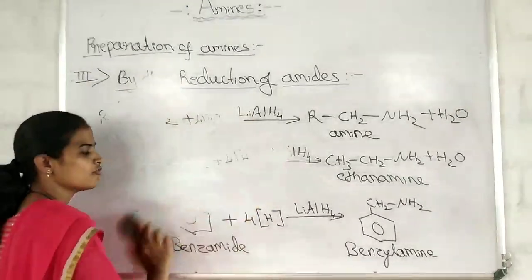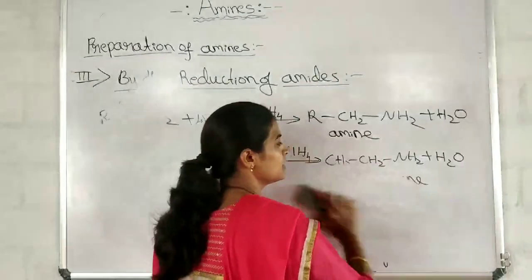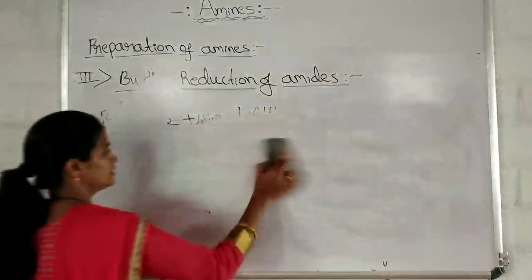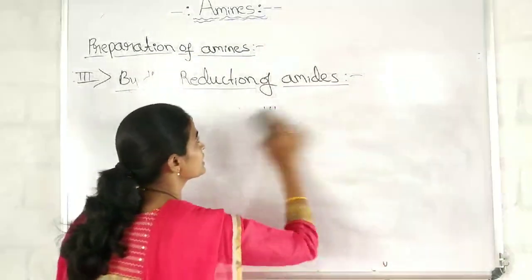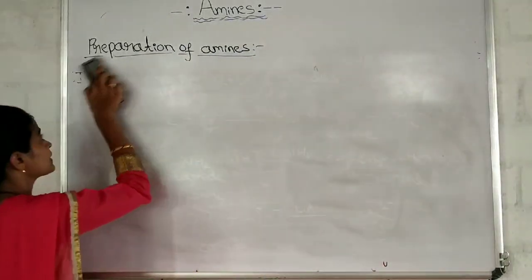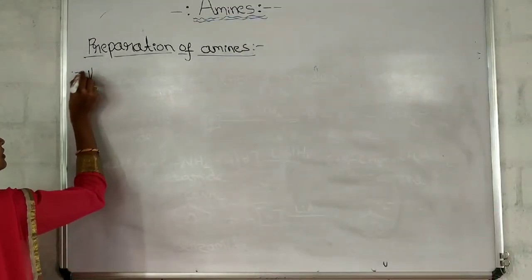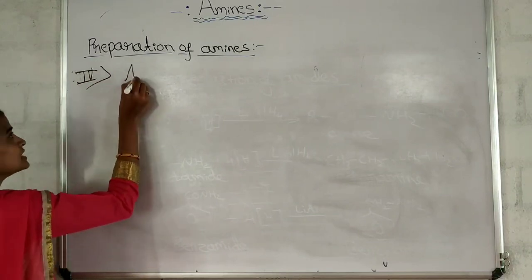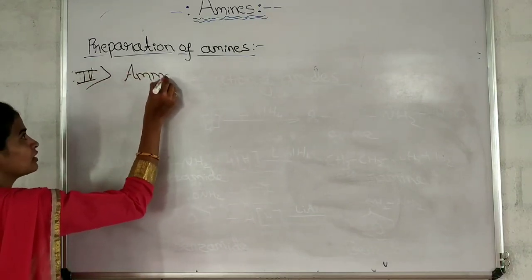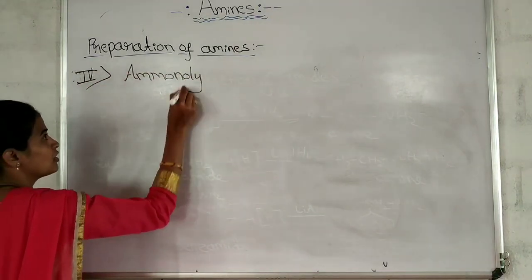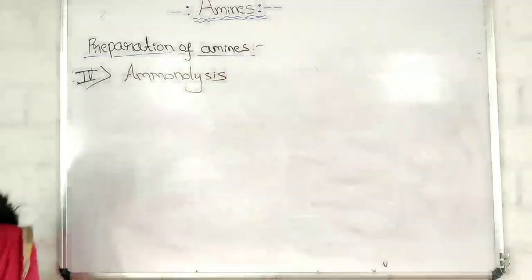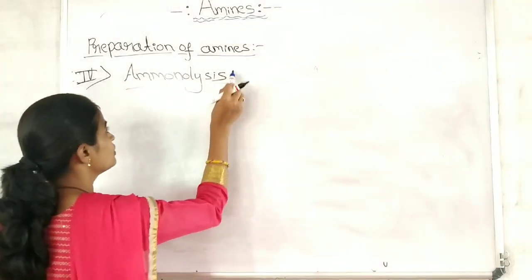Next, we'll go for the fourth method. These three are the methods of reduction. Okay. The fourth method for the preparation of amines is by ammonolysis.